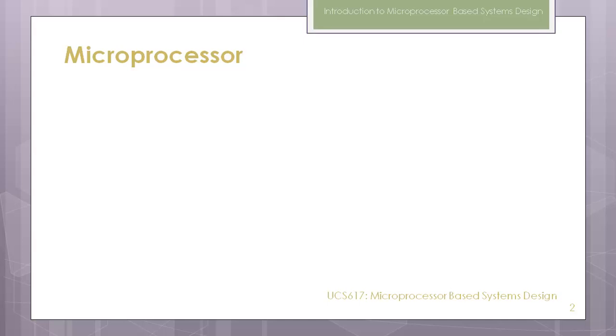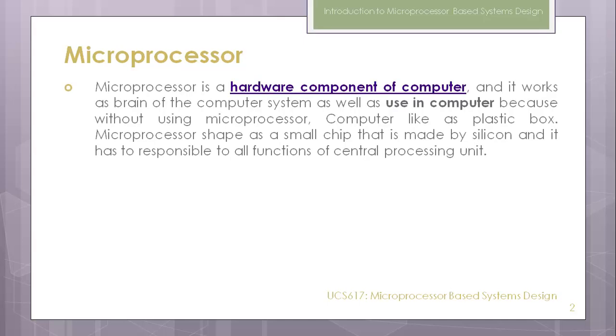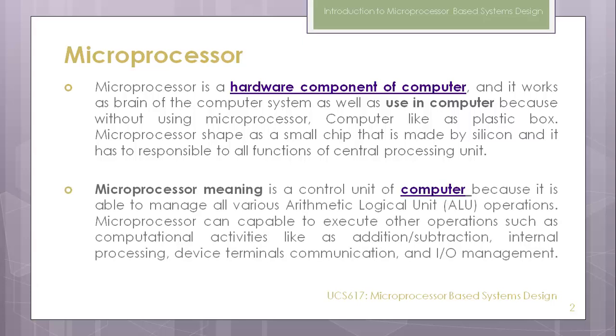So see, what is a microprocessor? It is a hardware component of the computer and it works as the brain of the computer system. Without a microprocessor, a computer is just like a plastic box. A microprocessor is a small chip made of silicon, and it is responsible for performing all the functions of a central processing unit. Later on we will study the second definition.